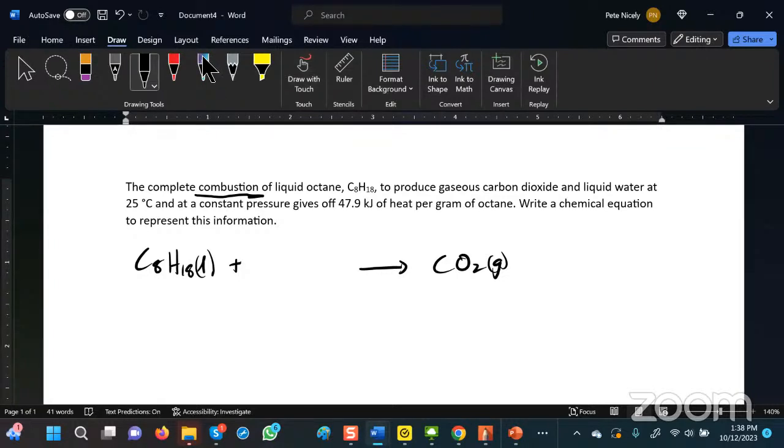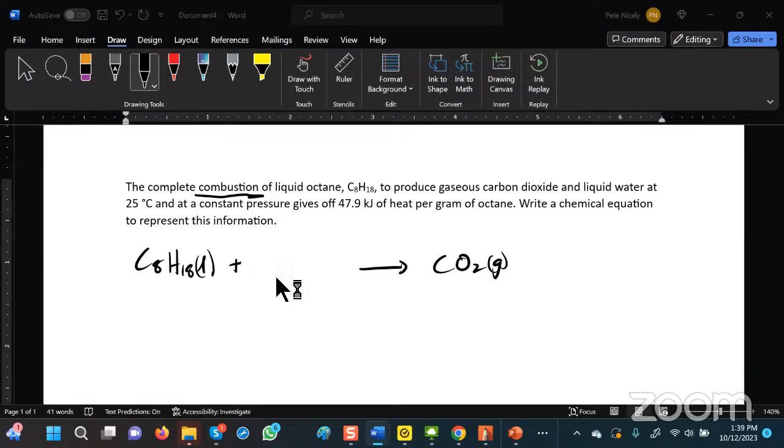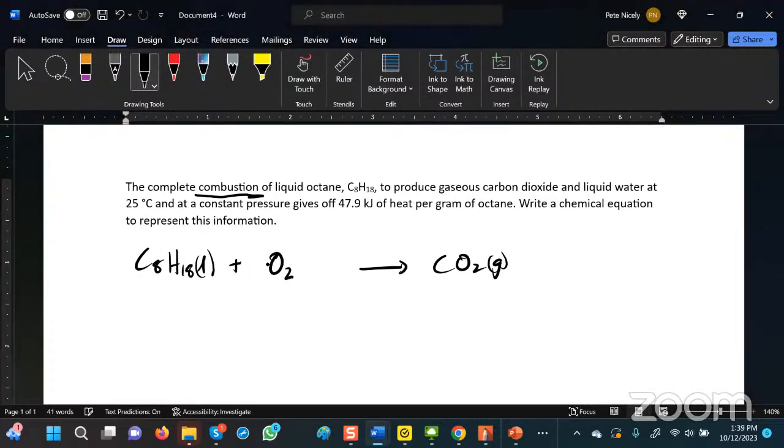Okay, one person says it reacts with water. No, water would be a product. Another person said react with oxygen, and you are correct. So O2. And then what's the other product? Water. Exactly, water. Okay, very good.